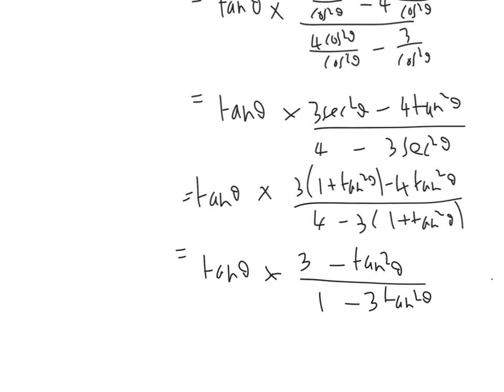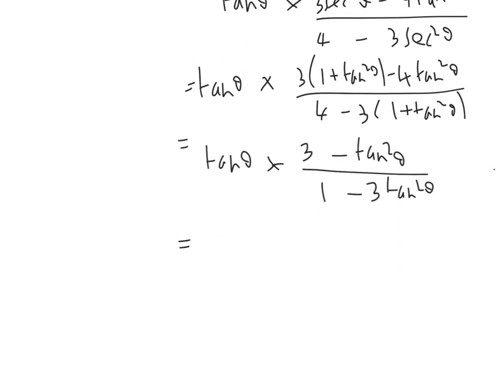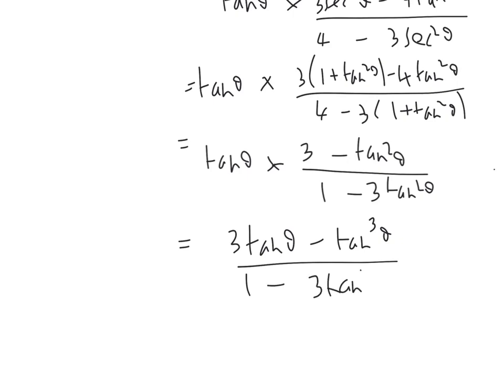And if we bring back in that tan theta that I brought out, you can keep it out as a factor, or you can write it finally as 3 tan theta minus tan cubed theta over 1 minus 3 tan squared theta.